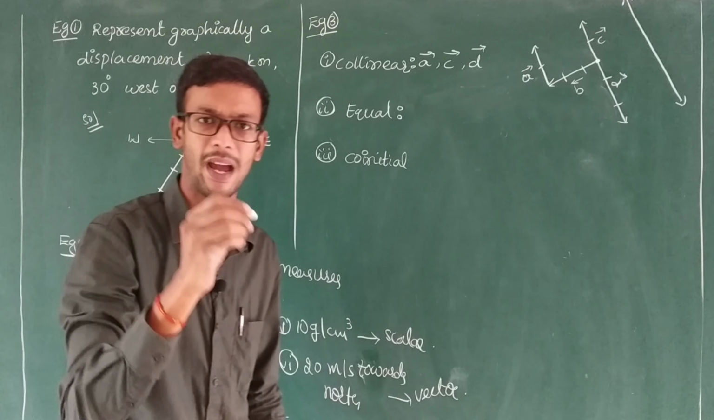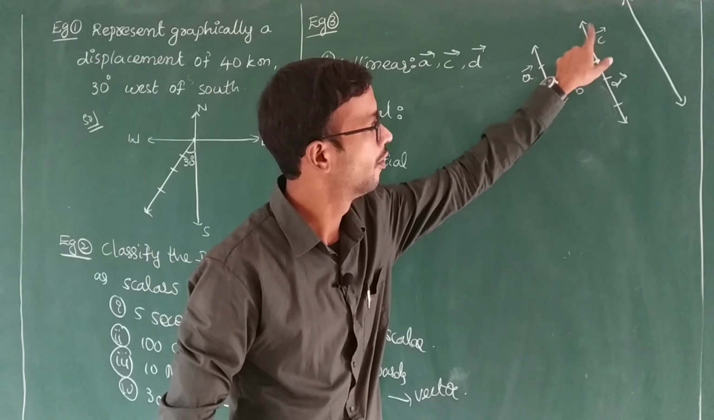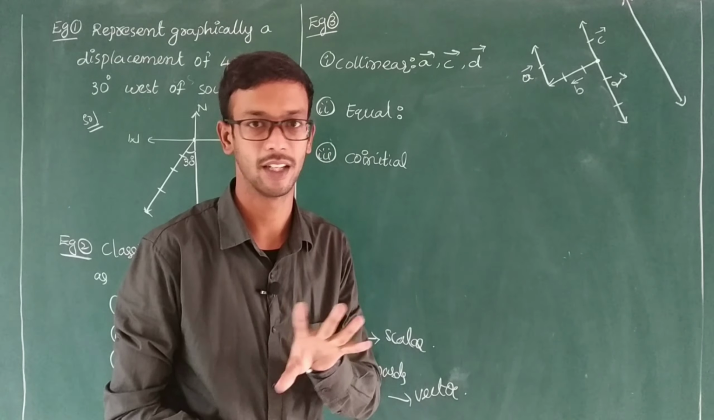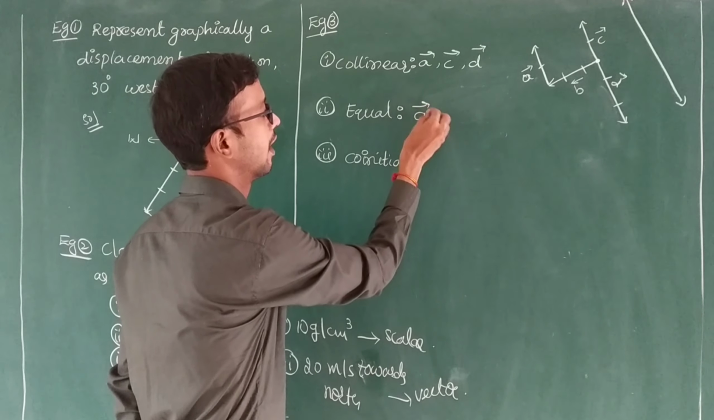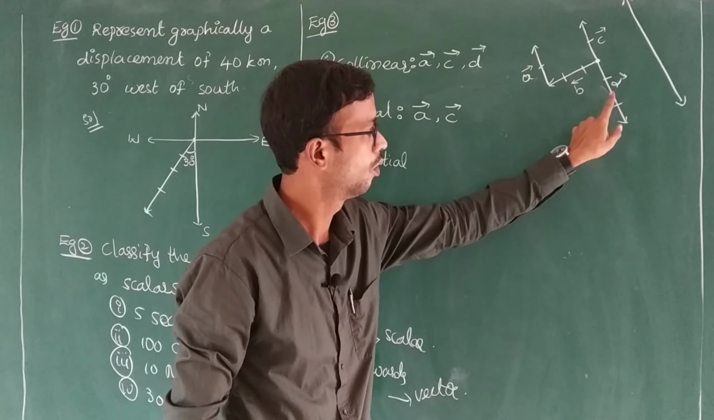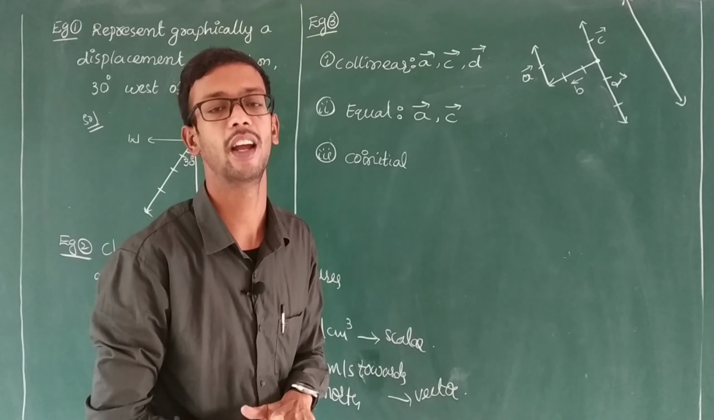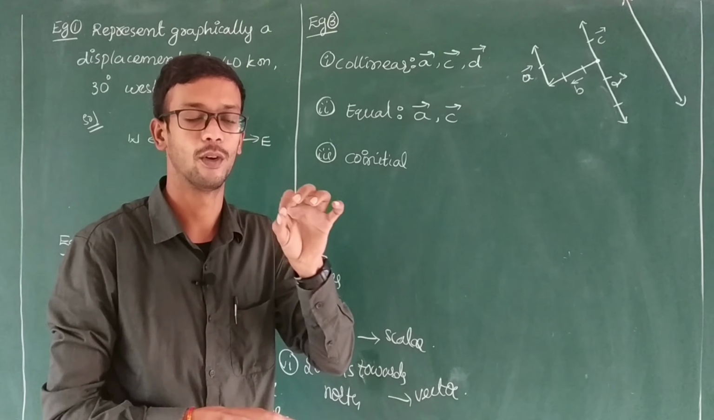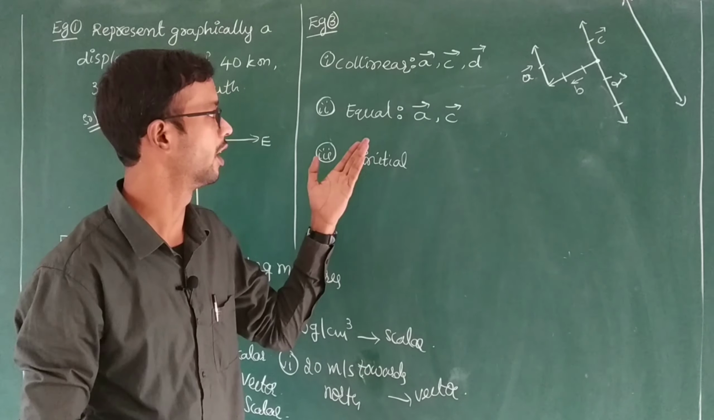Next, equal vectors. Equal means same magnitude and same direction. You observe 1 unit, 1 unit, the same magnitude, and the direction is also the same. So the equal vectors are A bar, C bar. You can observe that for 2, the magnitude is the same but the direction is different, so it is not an equal vector. If you know the proper definitions, you can easily find the equal vectors and collinear vectors.